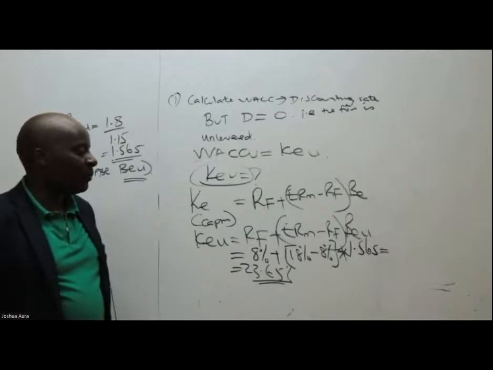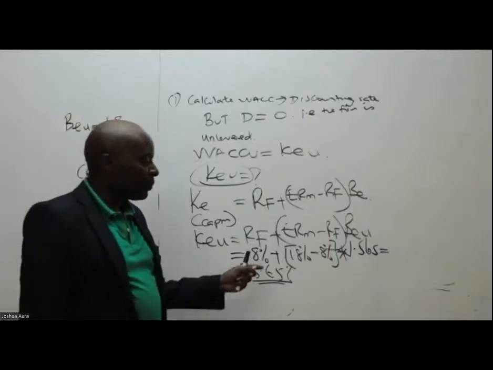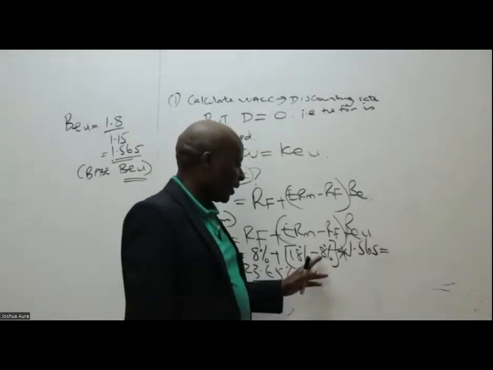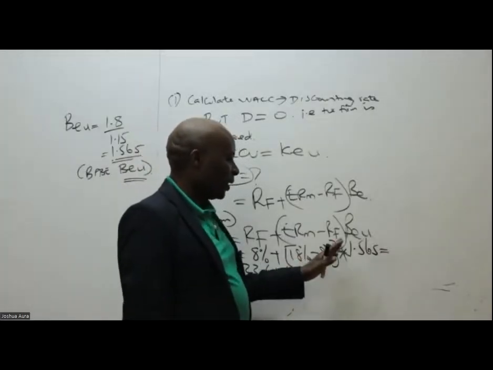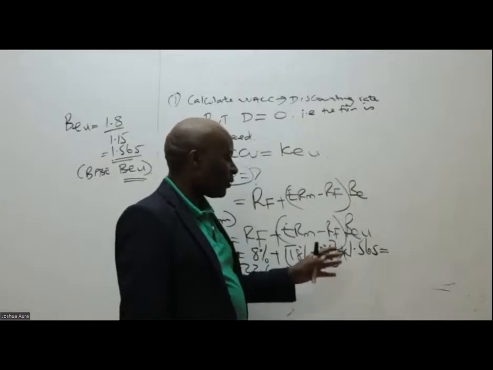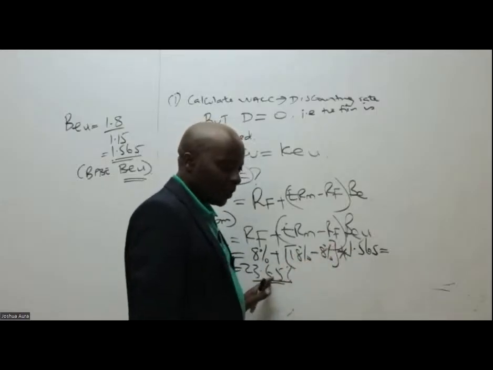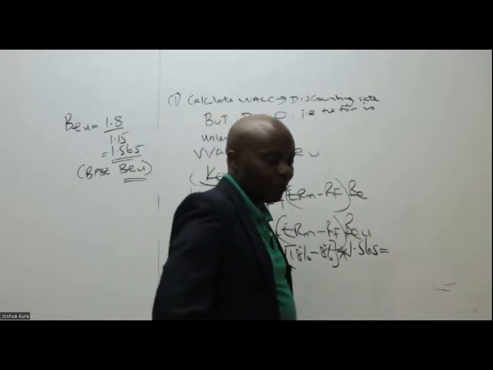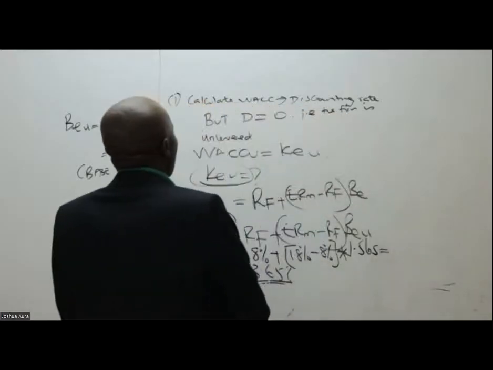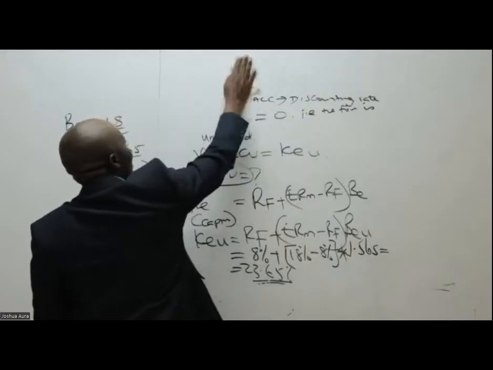Bansi has confirmed. So please remember it's the bracket first. 18 minus 8 gives me 10. 10 times 1.565 will give me 15.65%. So 8 plus this for sure will give me 23.65%. Thank you very much. So now we have been able to answer number 1.